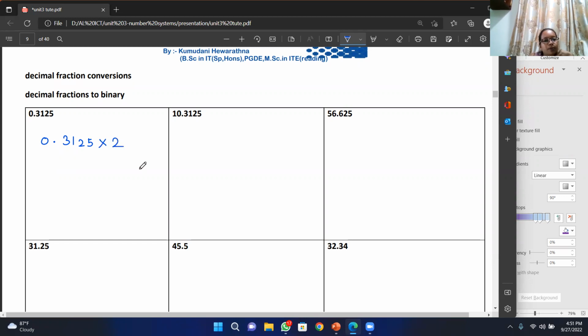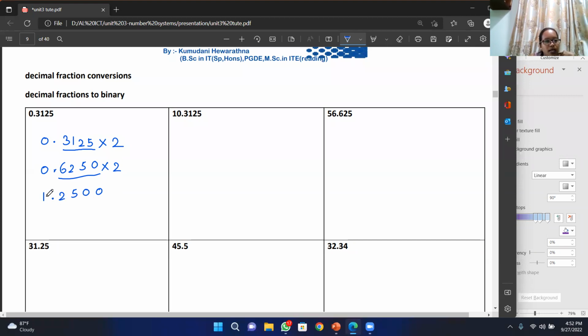Multiplied by 2. Only this fraction part multiplied by 2. Higher. 0.6250. Once you got that answer, again that fraction part multiply by 2. That is 1.2500.